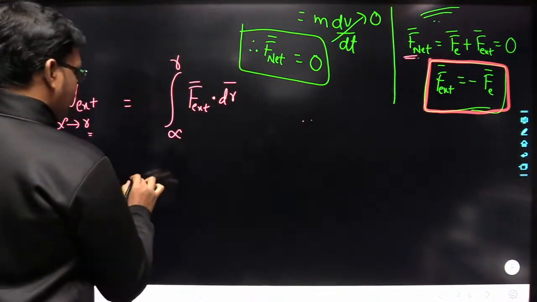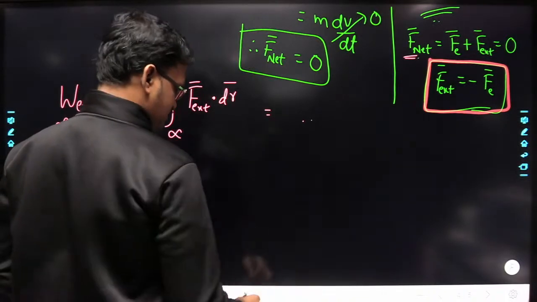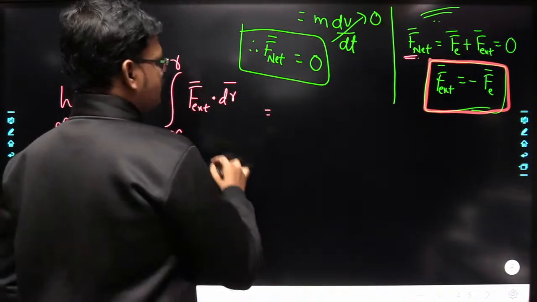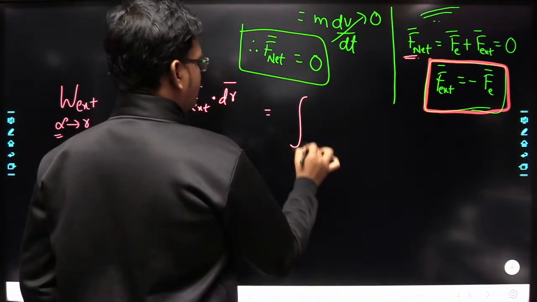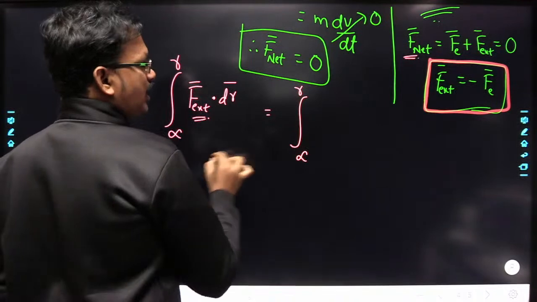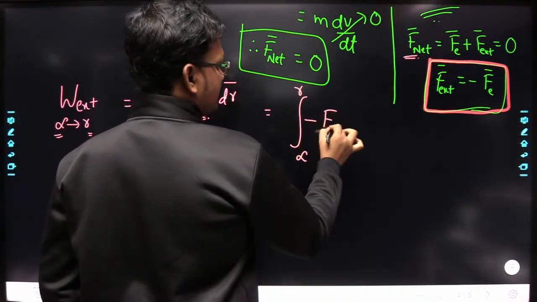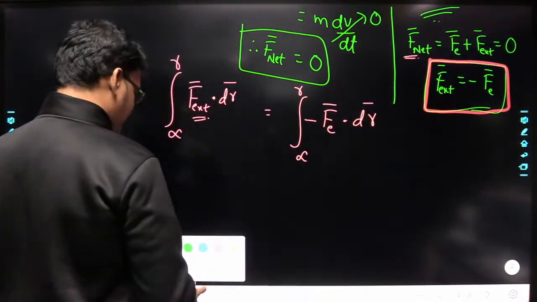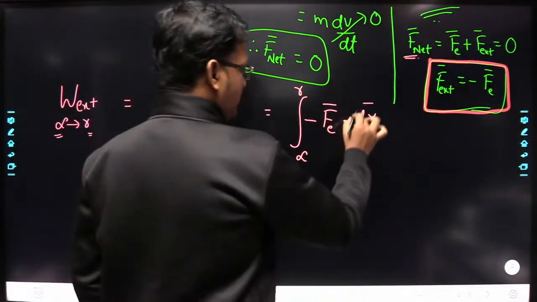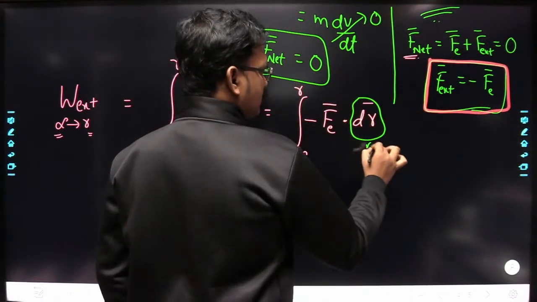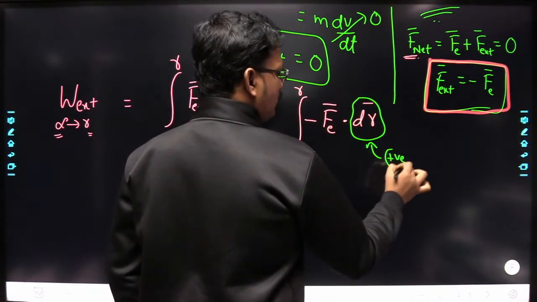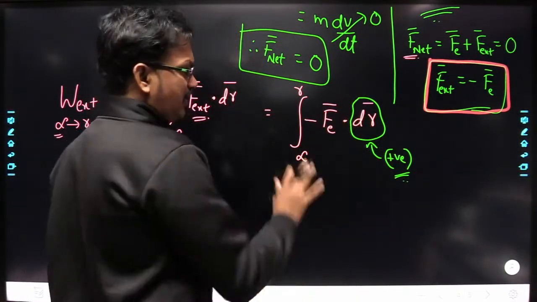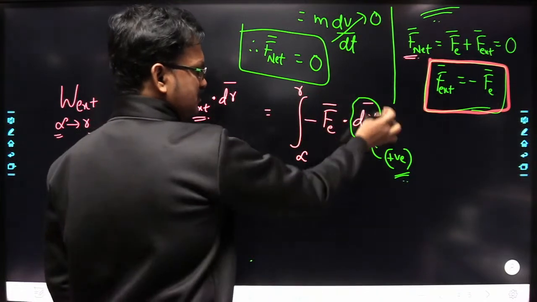So this one I can write as the integral from infinity to r. F external I am replacing with minus F electrical, dot dr bar. See, while doing the line integration, I am specifying this point again and again. So always consider this dr bar as positive here. Whenever you are doing the line integration, always consider this as positive.